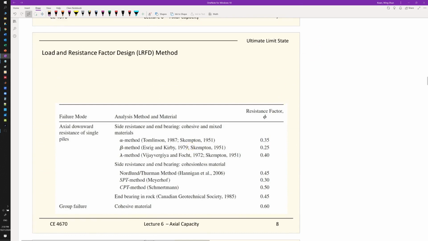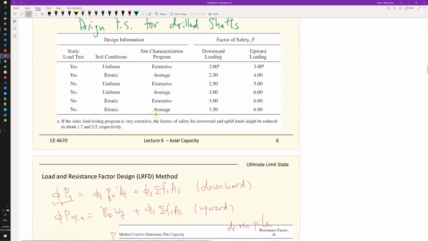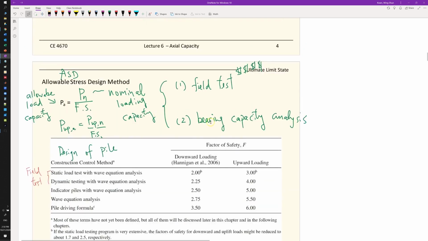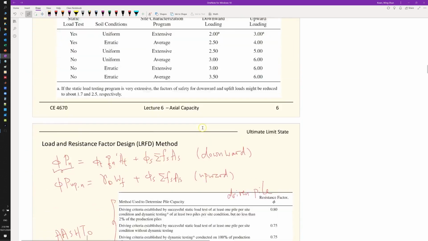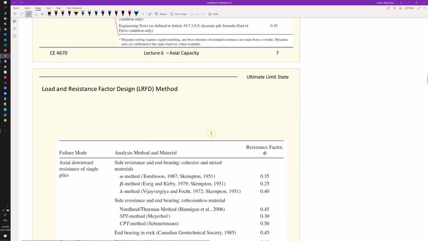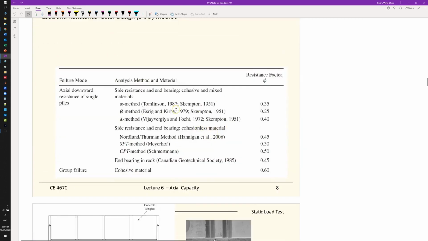And also that's like other design scenarios using the LRFD when we talk about all this alpha, beta, gamma method. Those belong to the methods that we talk about using the bearing capacity analysis. So this is more for when you have a field test. And now this is more like you have the bearing capacity analysis, so this is from static analysis.